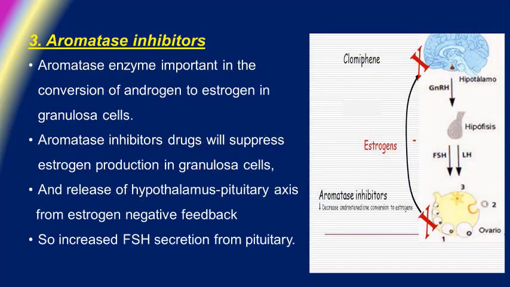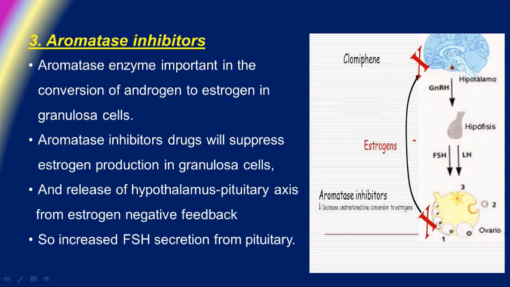The third drug is Aromatase Inhibitor. It is also an oral tablet drug. The aromatase enzyme is very important in the conversion of androgen to estrogen in the granulosa cell. In the ovary and in the follicle, there are granulosa cells. These granulosa cells contain the aromatase enzyme, which converts androgen to estrogen, and the estrogen is secreted into the blood and causes a negative feedback effect on the hypothalamus and pituitary to decrease FSH and LH.